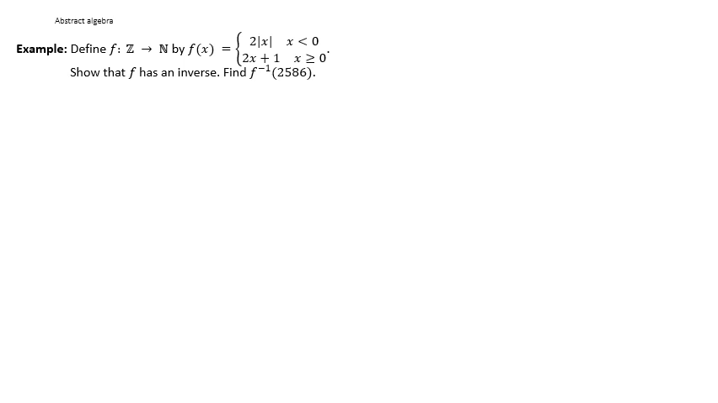Last example: define a mapping from Z to N, that is from the set of integers to the set of natural numbers, as fx equal to 2 times the absolute value of x when x is less than 0, and 2x plus 1 when x is greater than or equal to 0. We have to show that f is invertible.